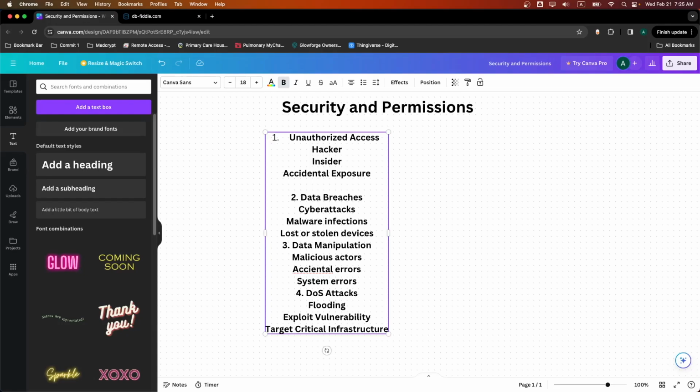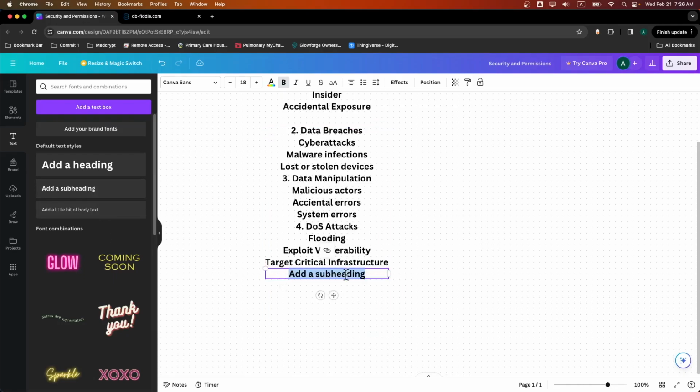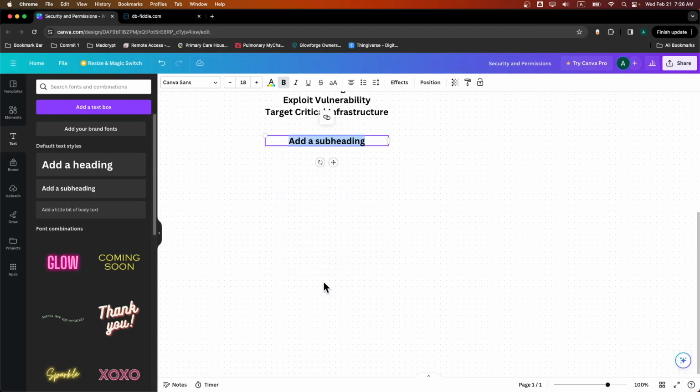Now, these are the threats. So what should be the defense mechanism, and how should you make your database more secure? Number one is fortifying credentials.